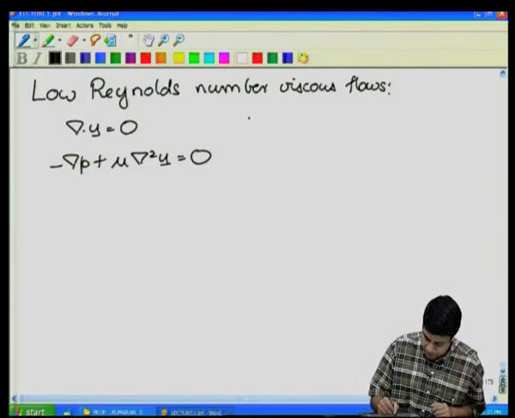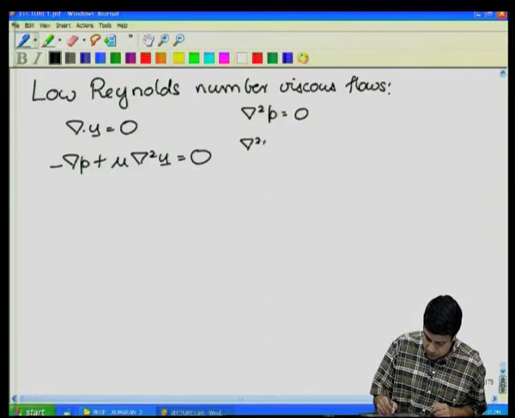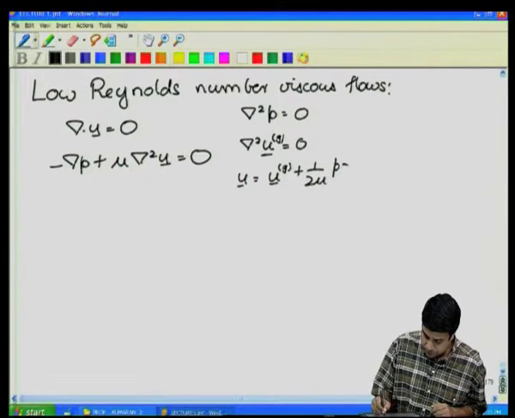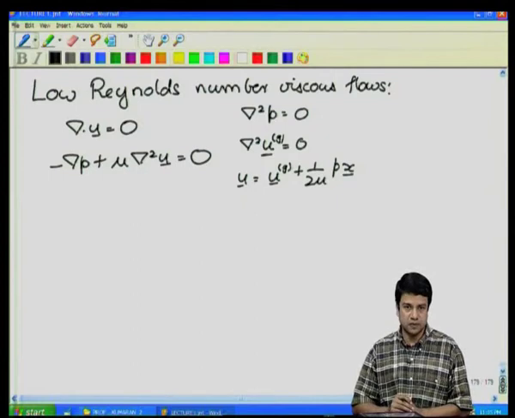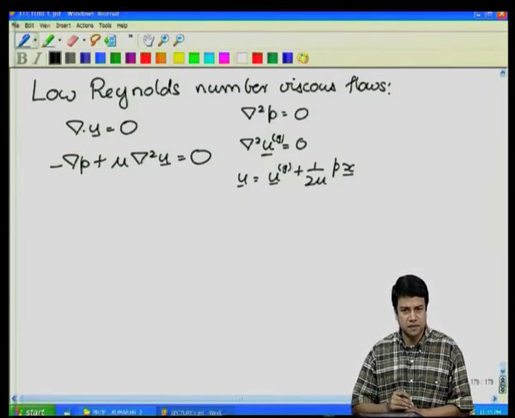And the total velocity is equal to the general part plus 1 by 2 mu p times the position vector in the coordinate system. And we looked at various interpretations of this.